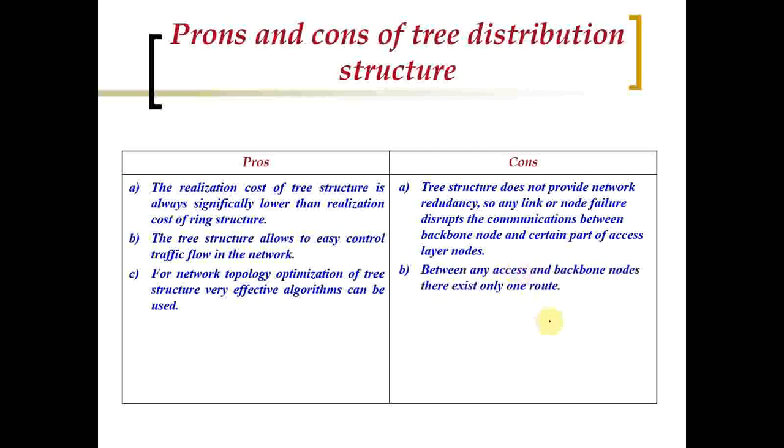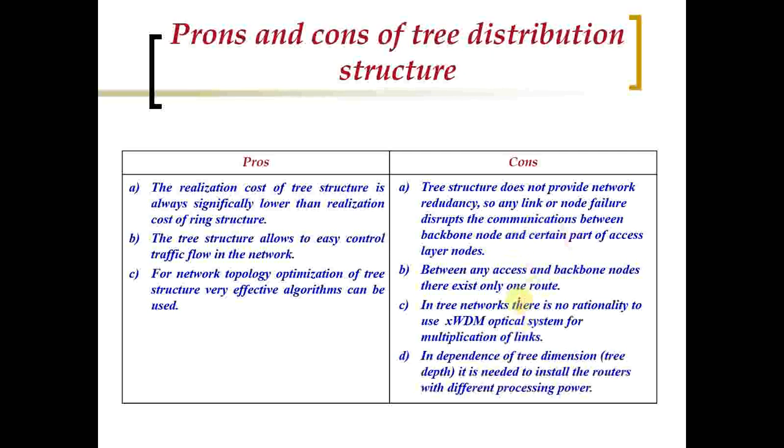Between any access and backbone nodes, there exists only one route. It's a natural consequence of the first conclusion. In a tree structure, there is no rationality to use XWDM systems. Optical systems are just not suitable in tree structures. It just doesn't make sense. Independent of the tree dimension, which means the tree depth, it is needed to install routers with different processing power. It is always related to aggregation. The more traffic is generated from the lower layers of the network, the more powerful units will be needed in the upper aggregation layers of even the access network.